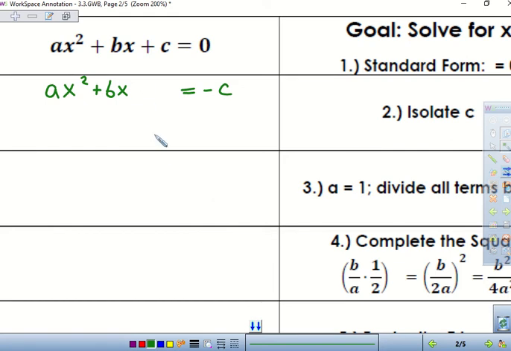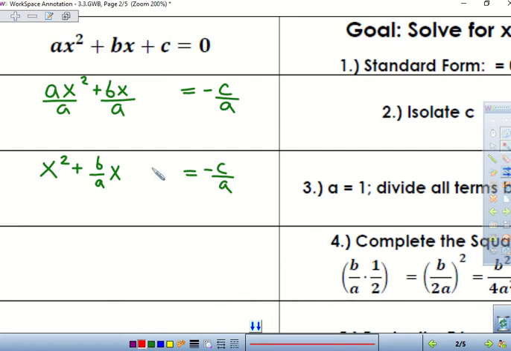So step 2 is we're going to have to divide everything by that a because we need to get rid of it. So instead of factoring out, we're going to divide everything by a. So I'm going to divide here, here, and here by a. And that gives me x squared plus b over a x equals negative c over a. So is everybody good with how I got that?